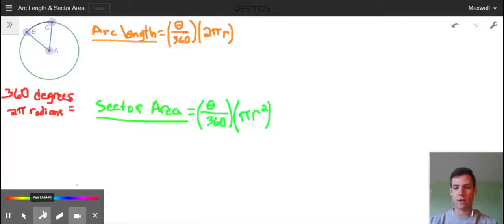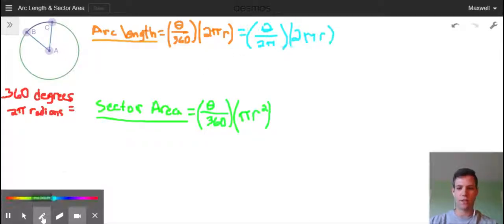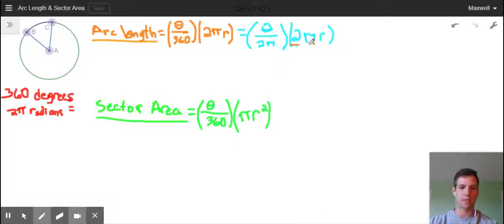Now for arc length, we need to replace the 360 right here with 2 pi, because we know that they are equal to each other. That would make the formula theta, or the unknown angle, divided by 2 pi, multiplied by the same thing, 2 pi r. If we look at this fraction, I have a 2 pi in the numerator, since this is kind of over 1, and 2 pi in the denominator, so both of those are going to cancel out.